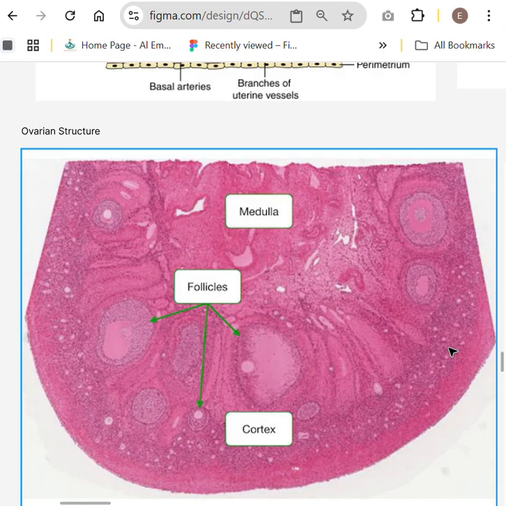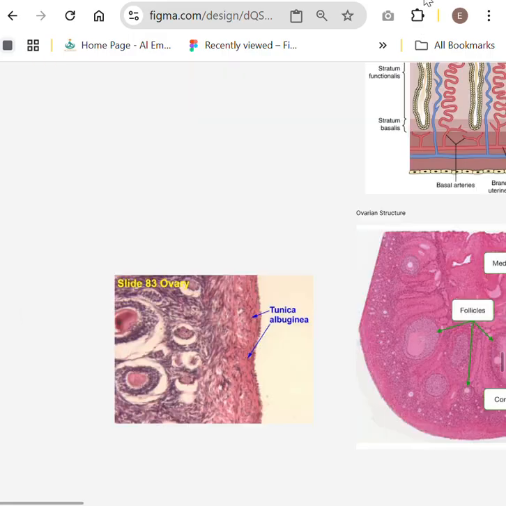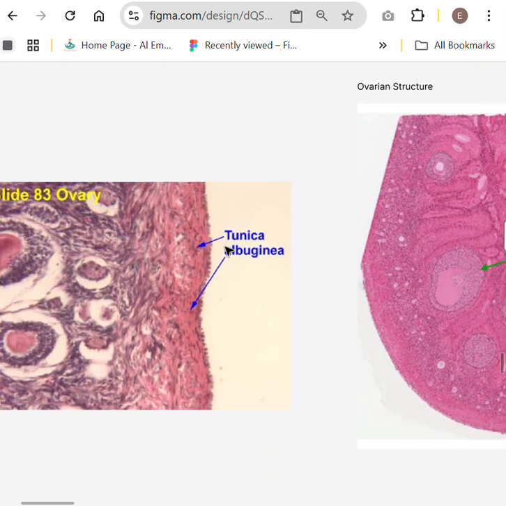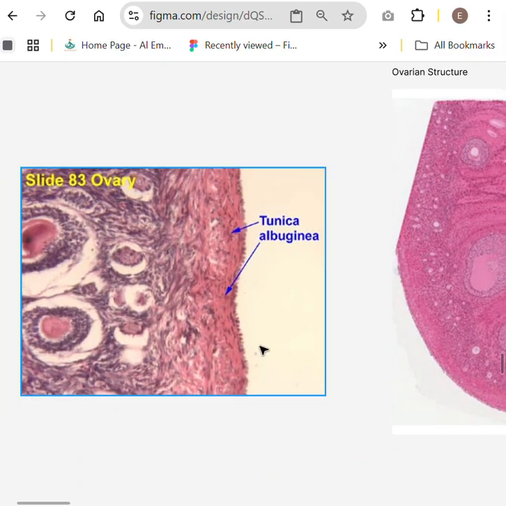Although there is no clear-cut demarcation between the two, the surface of the ovaries is covered by a single layer of cuboidal cells. Remember that. It's covered by a single layer of cuboidal cells, the germinal epithelium. Beneath this is an ill-defined layer of condensed connective tissue called the tunica albuginea. Okay? This is basically the tunica albuginea, which increases in density with age.